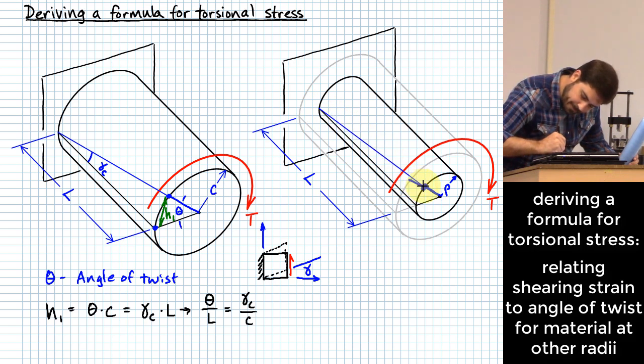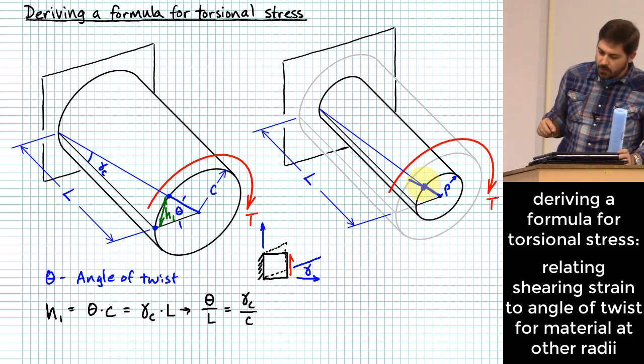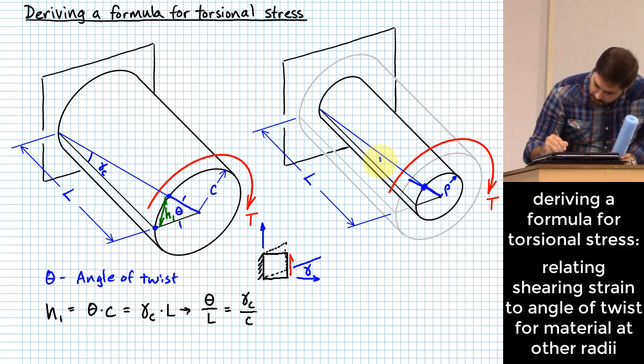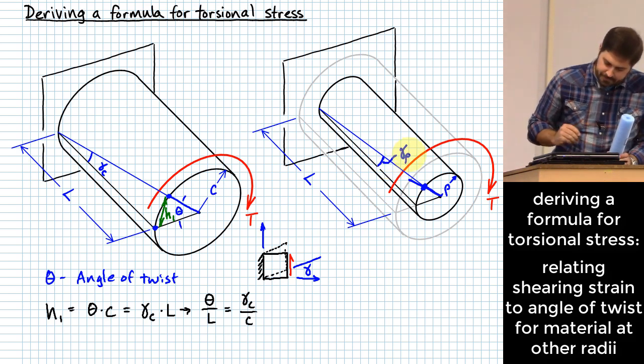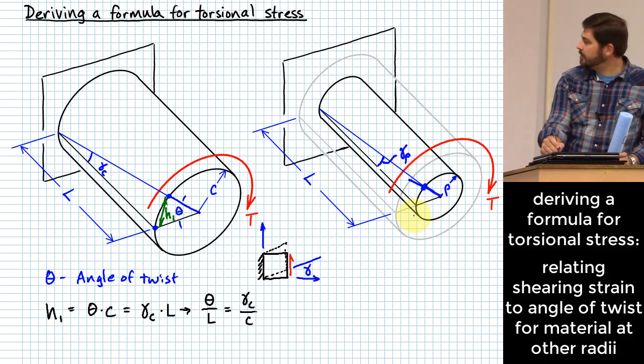Something like that, okay? I'm going to give this one another letter. I'm going to call this one gamma sub rho. Actually, let me draw that in a little different spot there. We'll say this little angle right here is gamma sub rho. It is still a length of L.